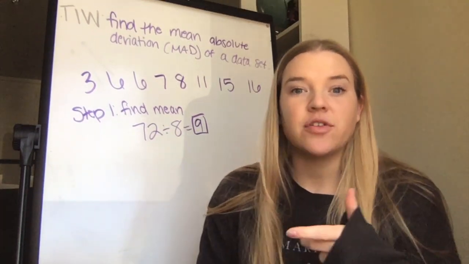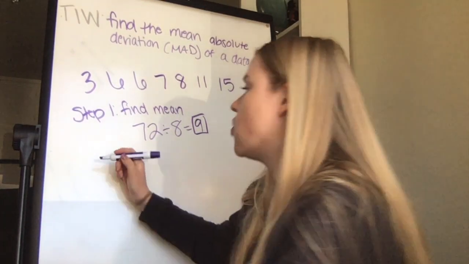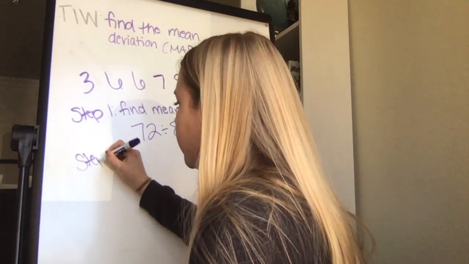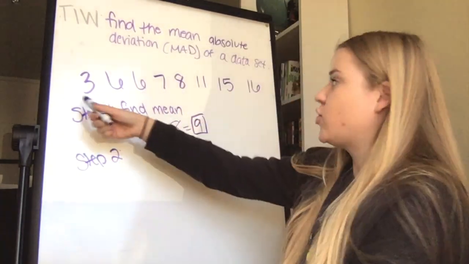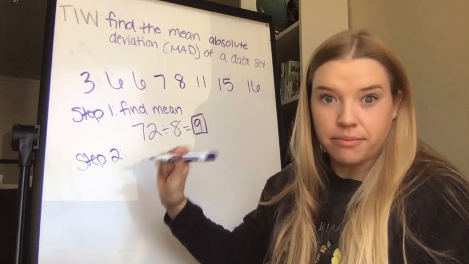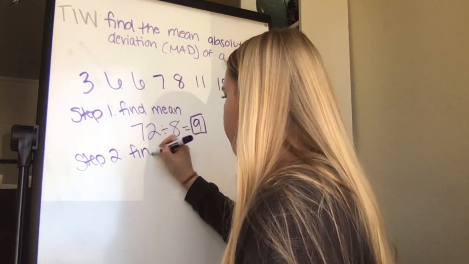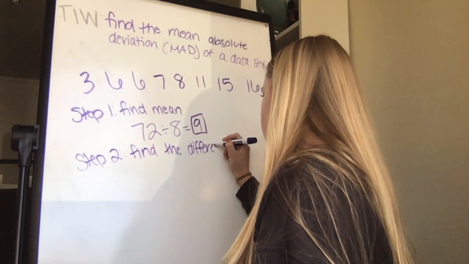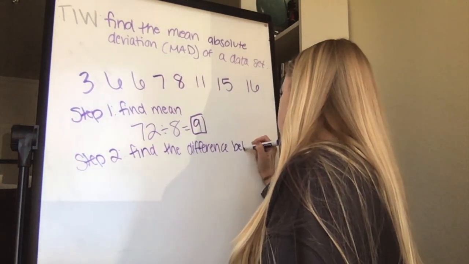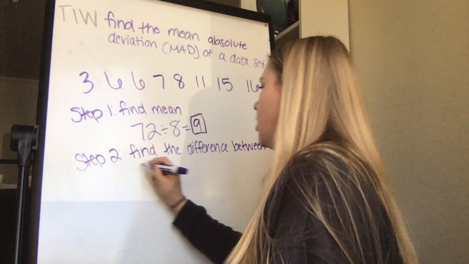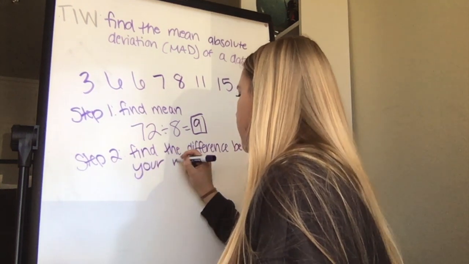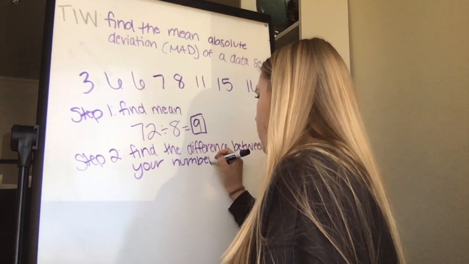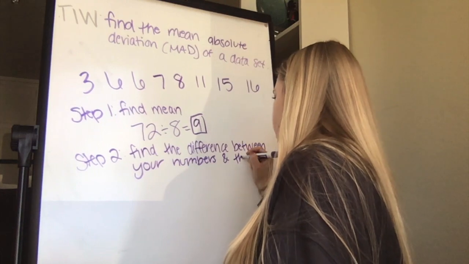All right, now we have to do step 2. Step 2 is going to be find the difference between these numbers and the mean. So find the difference between your numbers and the mean.